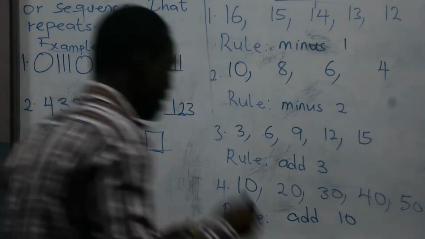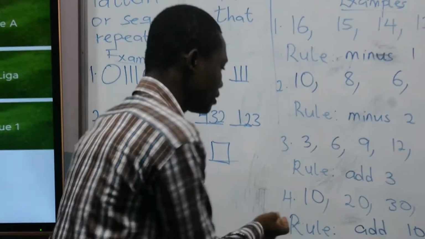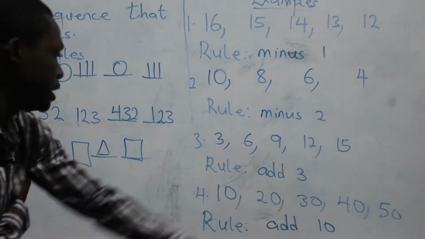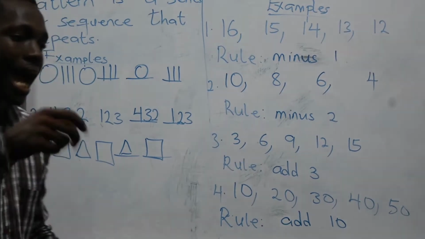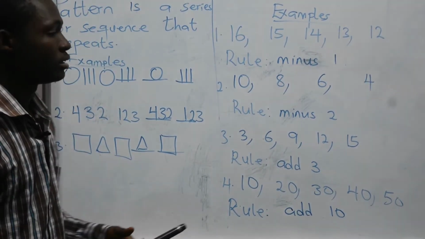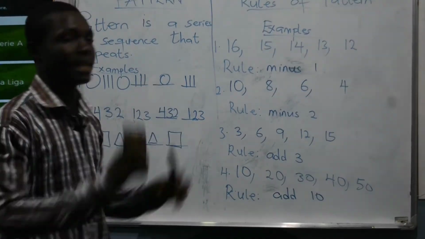Add 10. But first, you need to check the difference. So the difference here is what? 10. And what did we do to get the 20? We added 10 to 8 before we got the 20. So let's look at the last example.